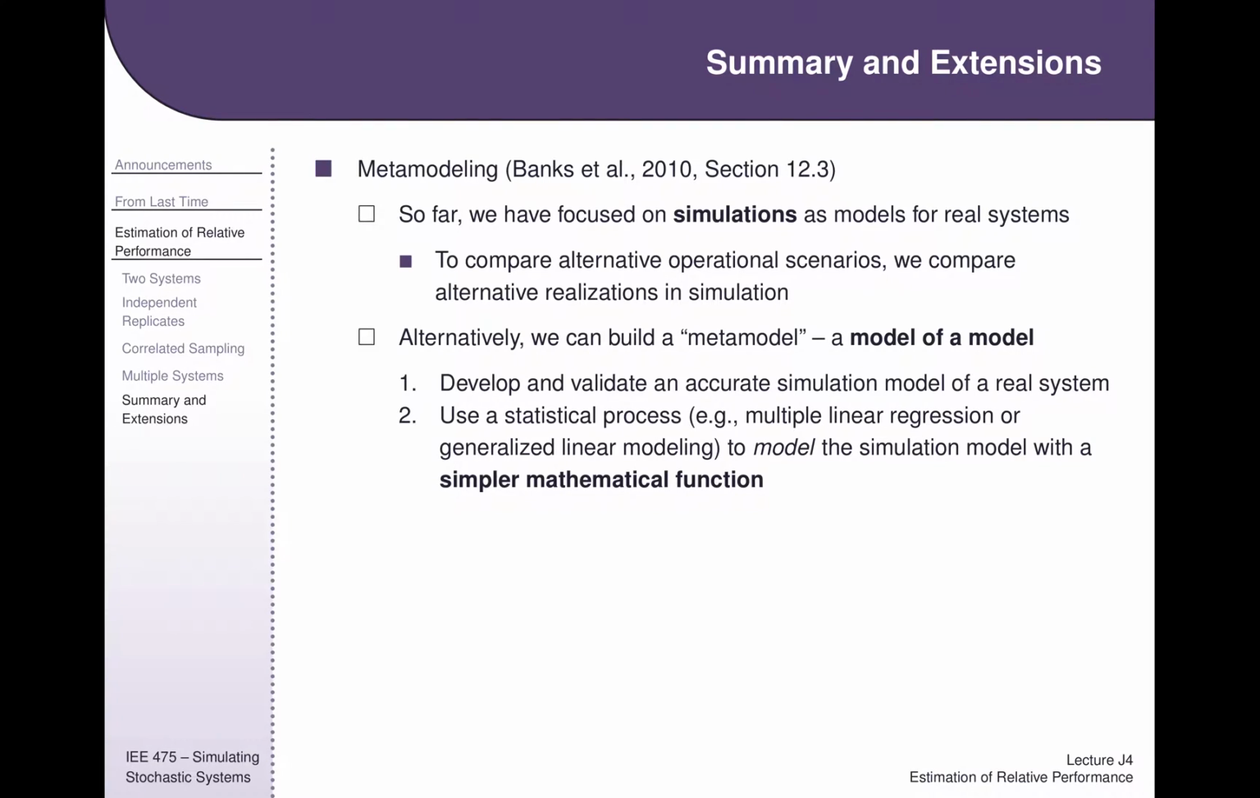So the idea is, in step 1, we build a good simulation model, a model that we have validated is a very good representation of a real system. And then in step 2, we use a statistical modeling process, like multiple linear regression or generalized linear modeling, to model the simulation model with effectively a simple mathematical function. We basically curve fit. We fit a line, a regression line, for example, or some curve to data that we get out of the simulation model.